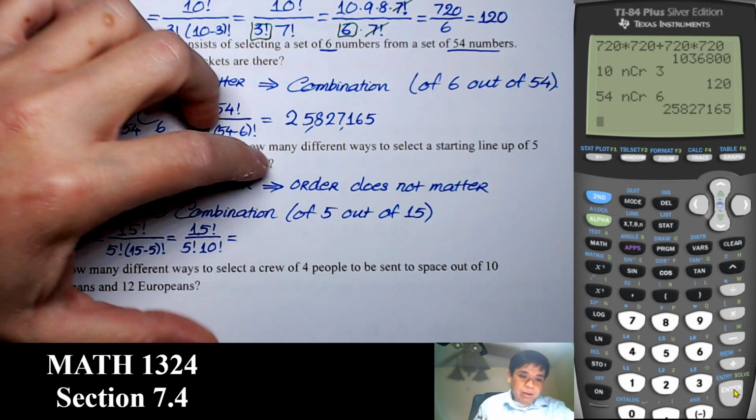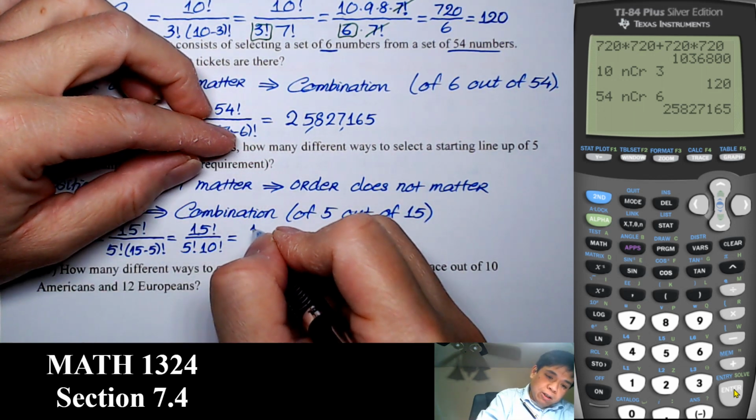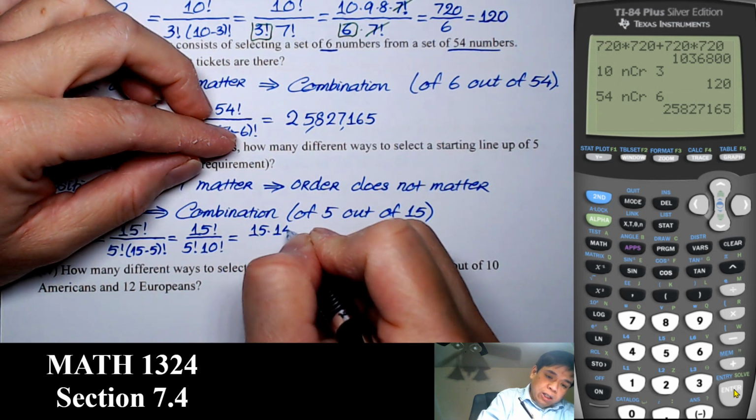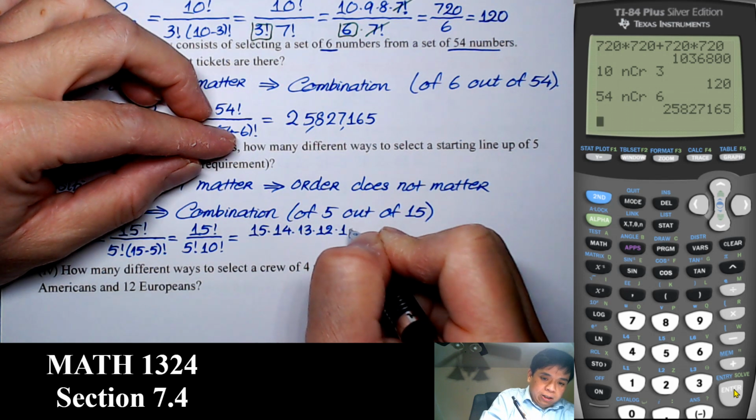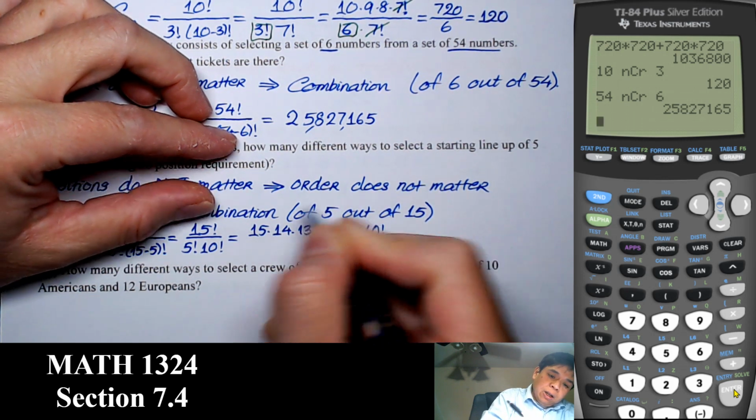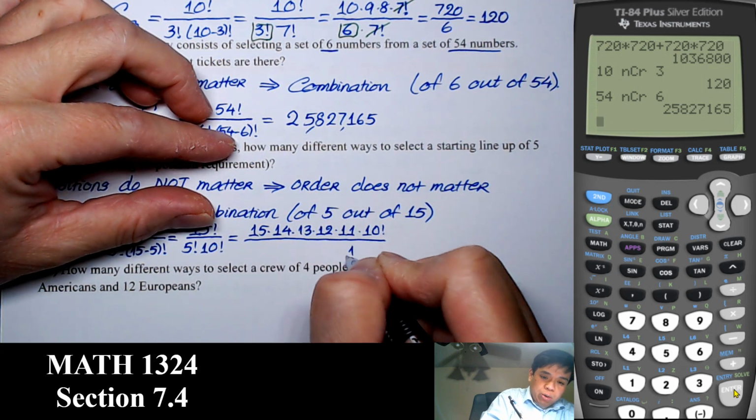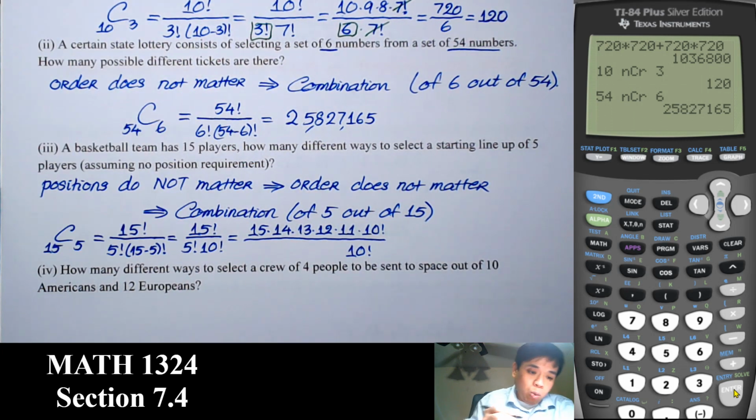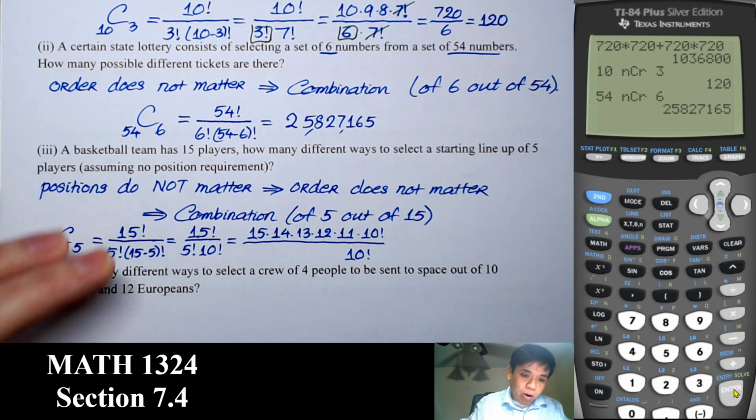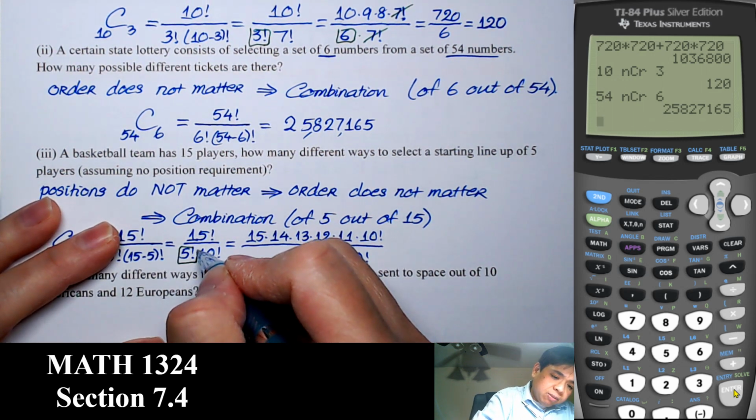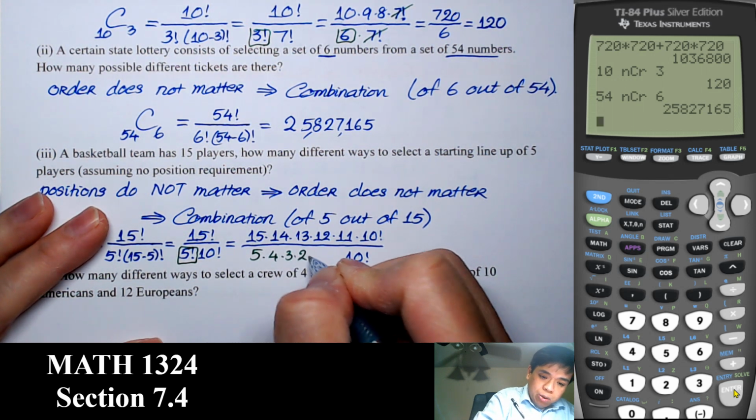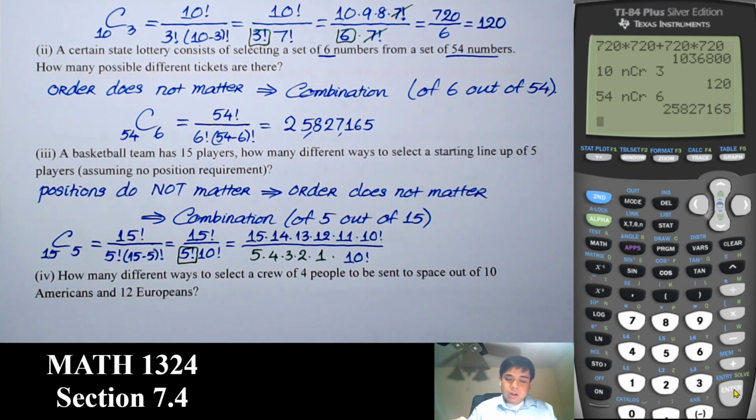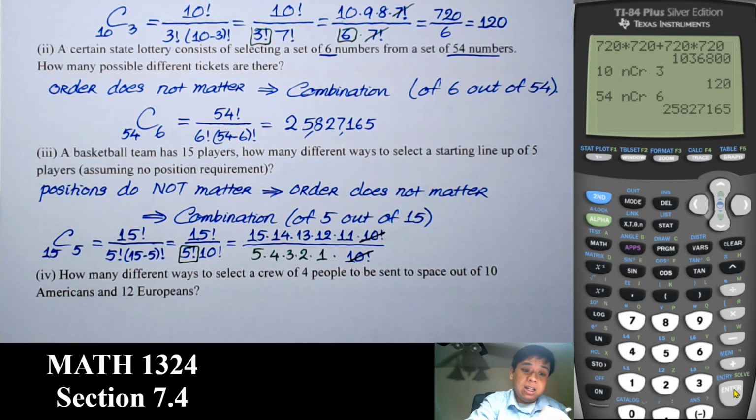Now 15 factorial I can write as 15, 14, 13, 12, 11 and 10. We stop at 10 because we see 10 factorial at the bottom. Then we have 5 factorial at the bottom, which we still need to write down. Of course that's 120, but I'll say 5 times 4 times 3 times 2 times 1. Let's simplify as much as we can. 10 and 10 cancel, that's easy.